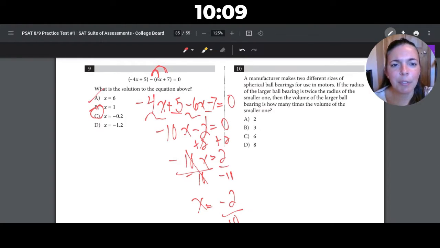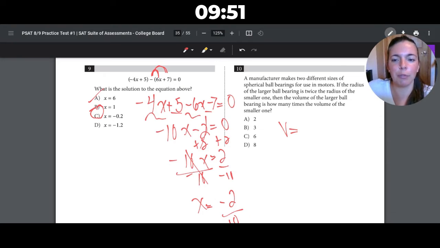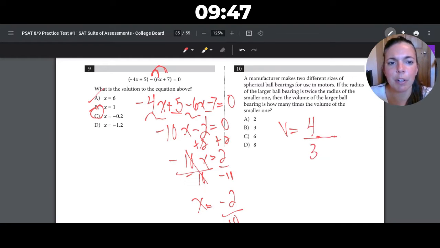Okay, 10. A manufacturer makes 2 different sizes of spherical ball bearings for use in motors. If the radius of the larger ball bearing is twice the radius of the smaller one, then the volume of the larger ball bearing is how many times the volume of the smaller one? Okay, so we need the volume of a sphere. So this is going to be from your reference table, so make sure you check out your formula sheet. And volume is 4/3 pi r to the 3rd power for a sphere.